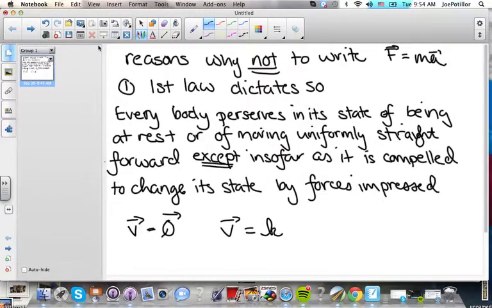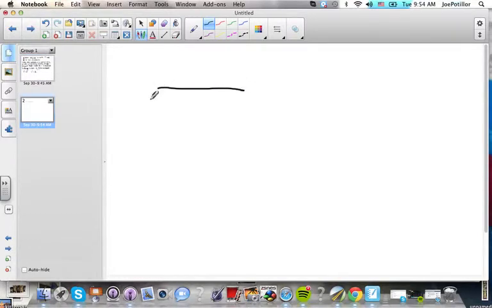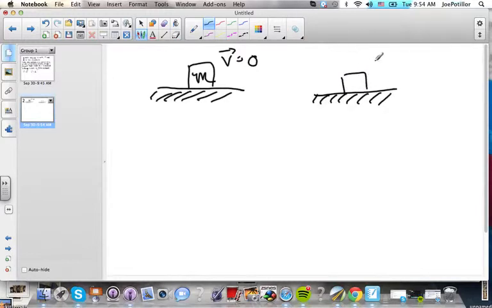So, to explain that, here's a body. It could be at rest or it could have constant velocity. As we know, constant velocity means no acceleration. So the first law dictates that unless there's a force, it will either be at rest or at constant velocity.